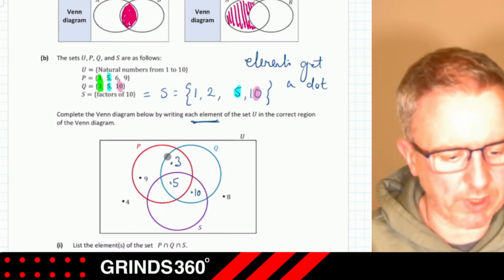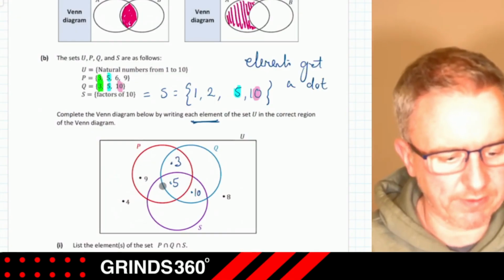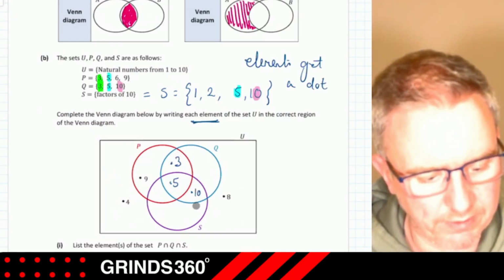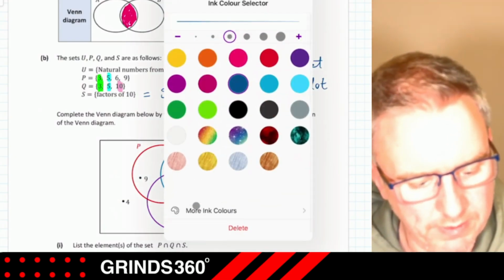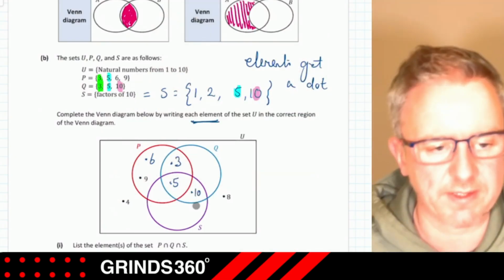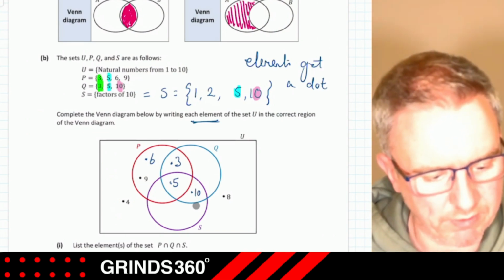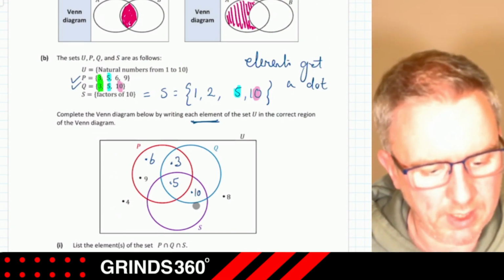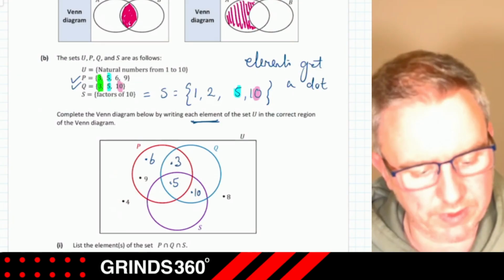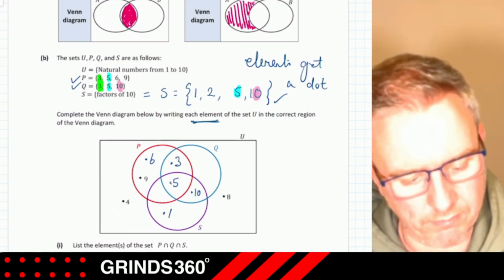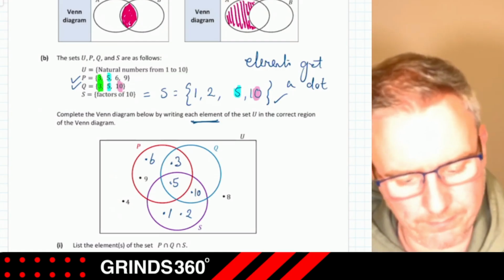Is there any number left in P that I haven't taken into account yet? So I have the 3, I have the 5, I don't have my 6 though. So I need to come along and put 6 into the set P, all right? Everything from Q is in, so I have nothing else to fill in from Q. And then S, I still have 1 and 2. So when I put those in, I have 1 and I have 2, all right?